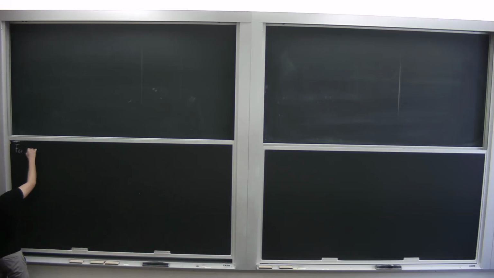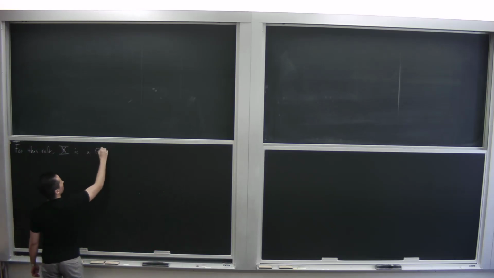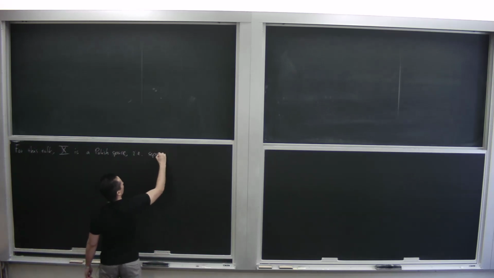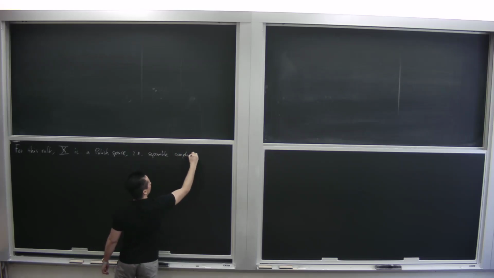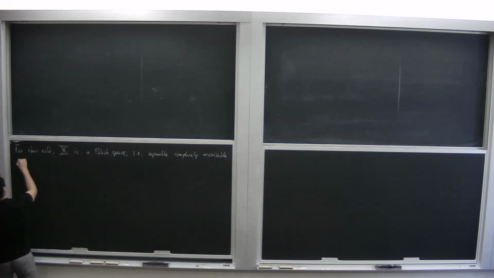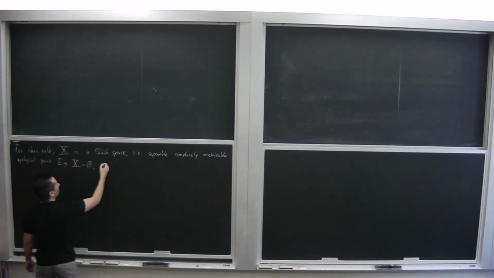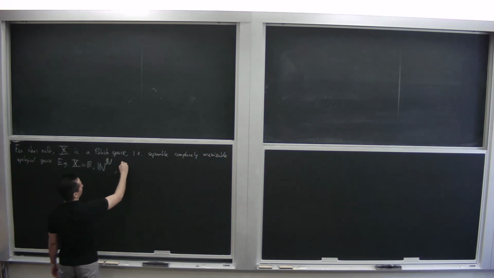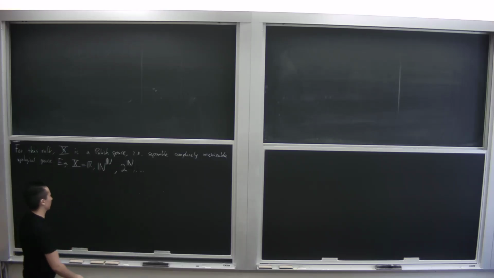So for this talk, X is a Polish space. Right, so it's a separable, completely metrizable topological space. And common examples are, of course, the reals or the Baire space, which is all sequences of natural numbers with the product topology, or just the binary sequences, and so on. I think these are all the examples that I will actually need.